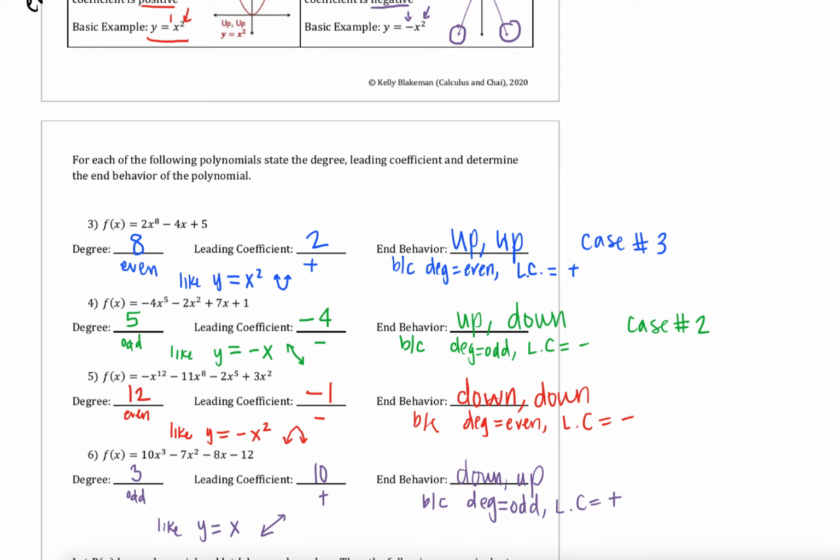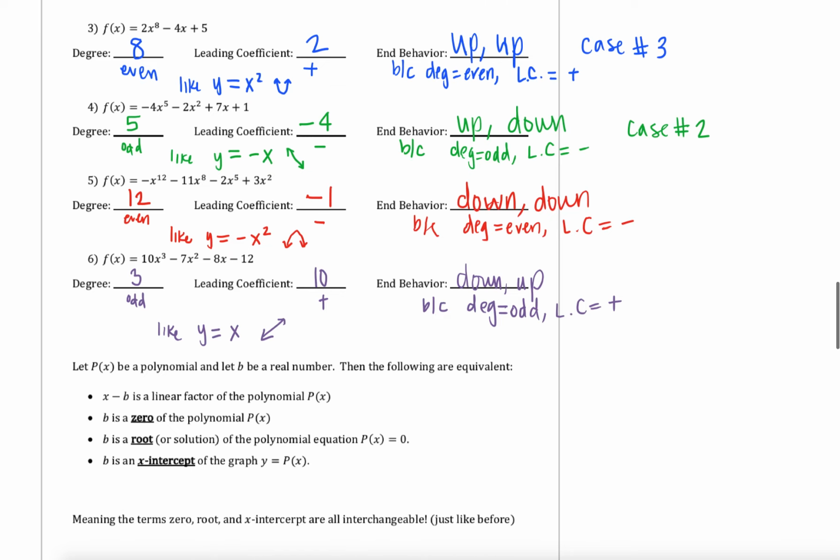Let's talk about one other concept before we start putting these all together into a graph. The last thing we want to talk about is actually something we've addressed before, but let's look at it from the lens of a polynomial. So let's let p of x be a polynomial and b be a real number. Then the following statements are all equivalent. If x minus b is a linear factor of a polynomial p of x, then b is what we call a 0 of that polynomial. b is also called a root or a solution of the polynomial equation p of x equals 0. And b is also what we call an x-intercept on the graph of y equals p of x.